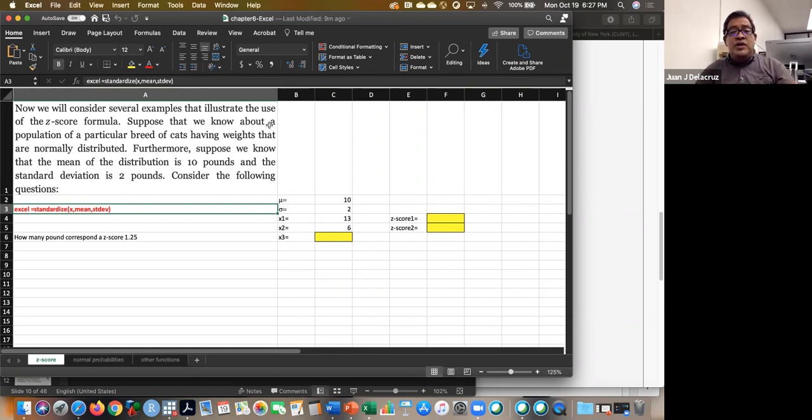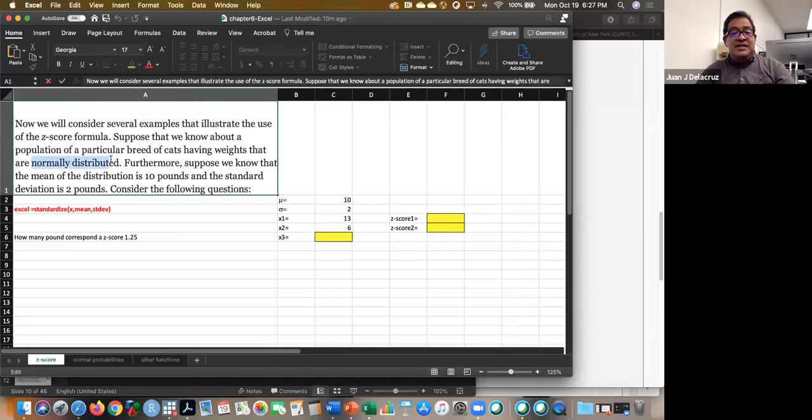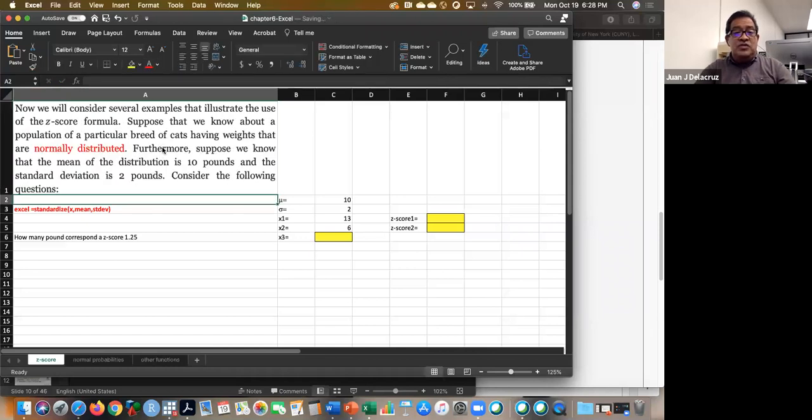Suppose that we know about a population of a particular breed of cats having weights that are normally distributed. This is very important. I already know that these are normally distributed, so I can confidently use the normal distribution. Furthermore, suppose we know that the mean of the distribution is 10 pounds, so we have the 10 pounds here, and the standard deviation is 2 pounds. Consider the following questions. What might be the Z score, because that's what we want to know, of X1 equal to 13, X2 equal to 6.